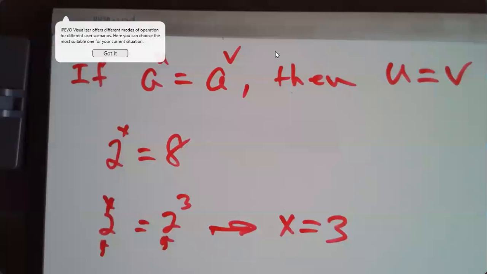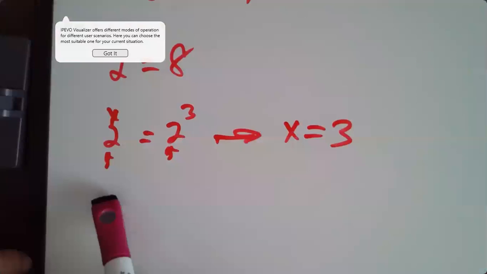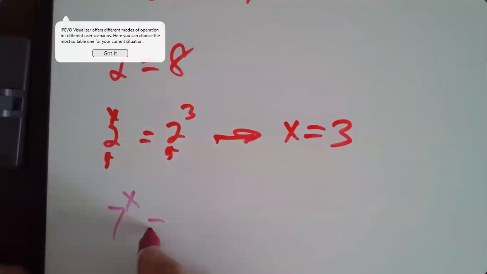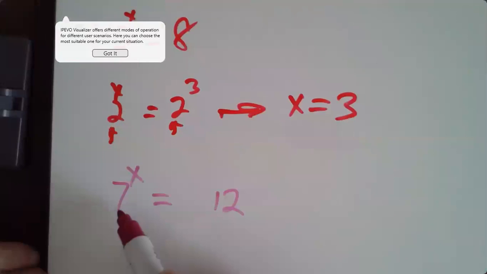Well, what if the two bases are not the same, such as 7^x = 12? Well, we can't make 12 7 to some power. Well, what do we do there?